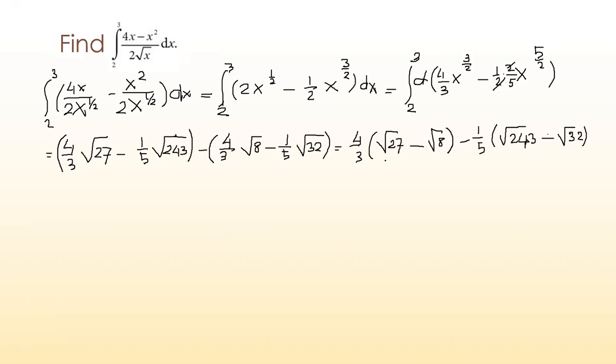Okay, and you may continue to simplify the solution. If you want to find the square root of 27, you may simplify it to 3 square root 3, for example, and also 243. This one becomes 2 square root 2, okay, while this one, 32, becomes 4 square root 2. Yeah, you may simplify the solutions.